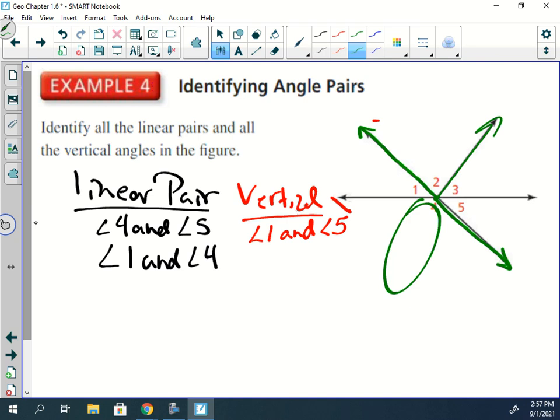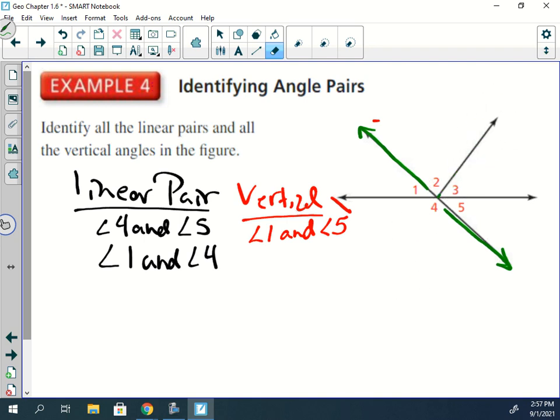Now if this one ray that split 2 and 3 wasn't here, then those two would be opposite or vertical angles. Because if this was just one angle here, 2 and 3 was 1, then it and 4 would be vertical angles. But because of that ray split it into 2 and 3, it doesn't work. It has to make an X. Questions on this here?